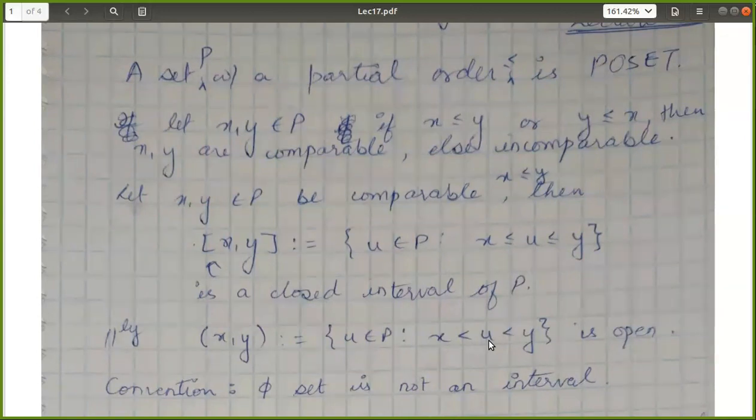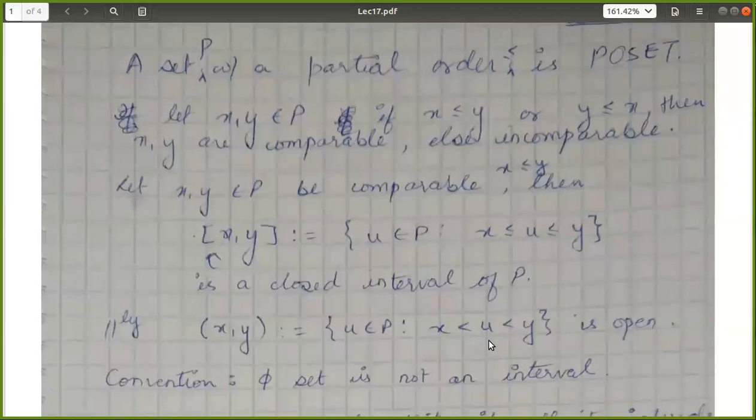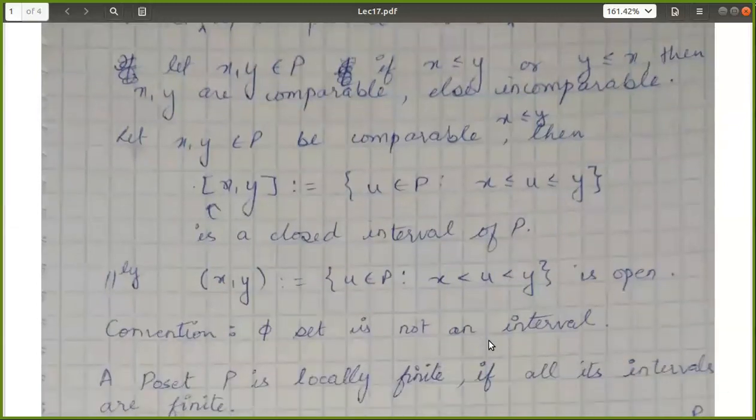With these things in place, you say that some poset P is locally finite if all of its intervals are finite. This interval is collecting some elements of the poset, so the collection you get here as a set, if it is finite, then you say that this interval is finite. And if all the intervals are finite, the closed as well as the open intervals, then you say that the poset is locally finite. Each of its intervals is finite.